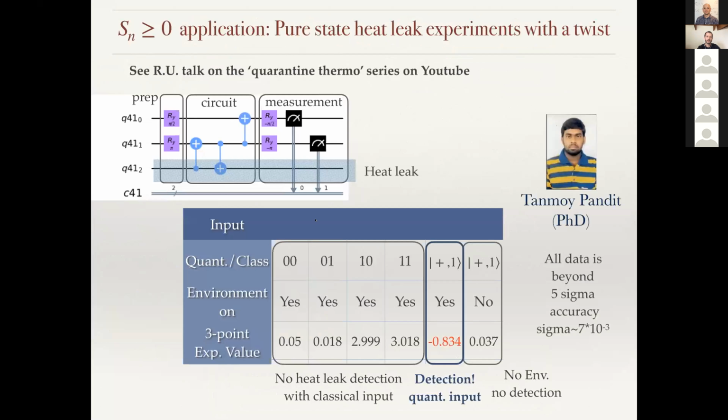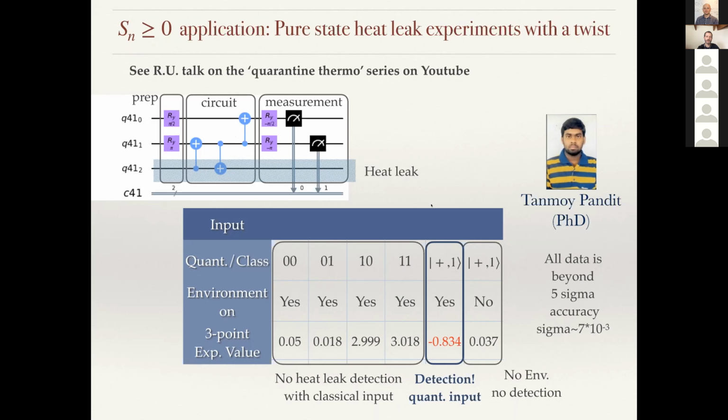So here is an example that we did on the IBM quantum computer, just to demonstrate that we can do heat leak detection with pure states, that, as I mentioned earlier, you cannot do, to the best of our knowledge, with any other thermodynamic framework, because they simply become trivial. They are always satisfied, even in the presence of a heat leak. So here we have a controllable qubit that acted as the environment. We have our circuit. And if you want more details, please go to this quarantine thermo talk.